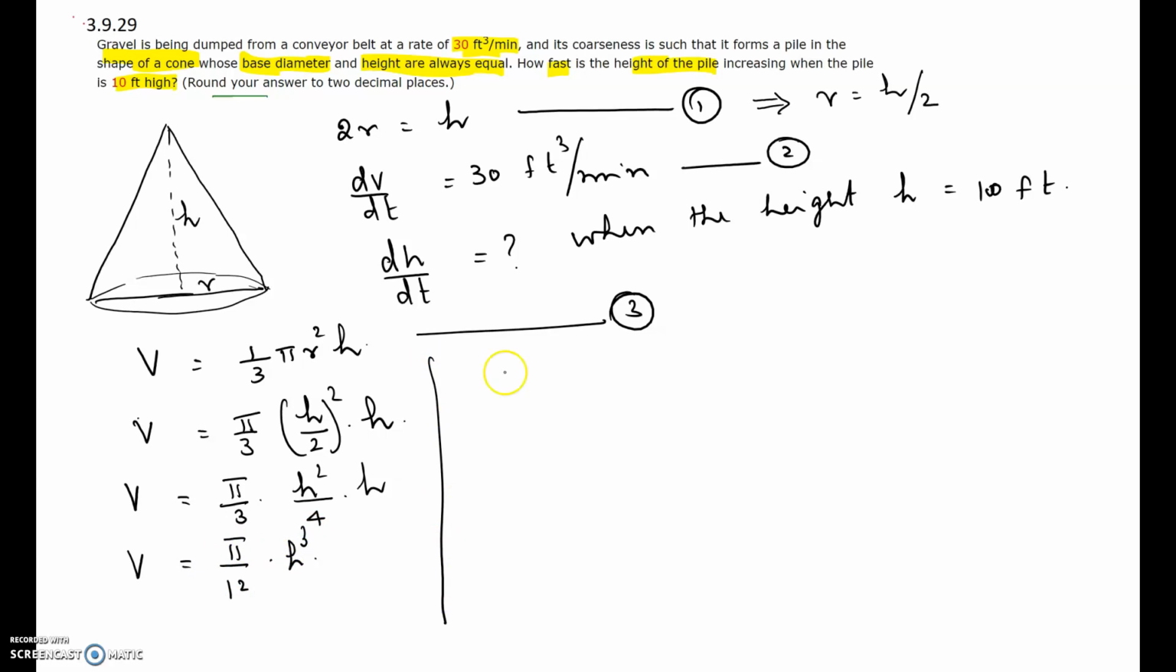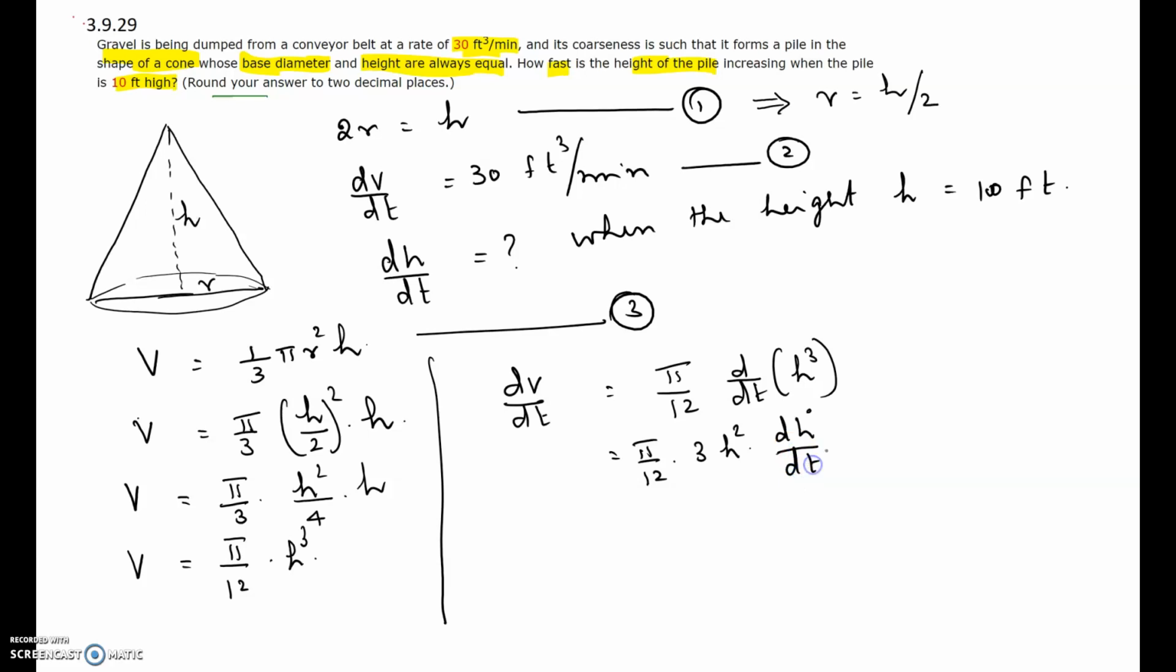Now we will take the derivative on both sides with respect to time, because it's a related rate. Volume is changing and also h is changing with respect to time. So dV by dt equal to constant, stays as constant, pi over 12, then derivative of h cube, d by dt of h cube. So that is pi over 12 times 3h square dh by dt. So it is pi over 4 h square dh by dt.